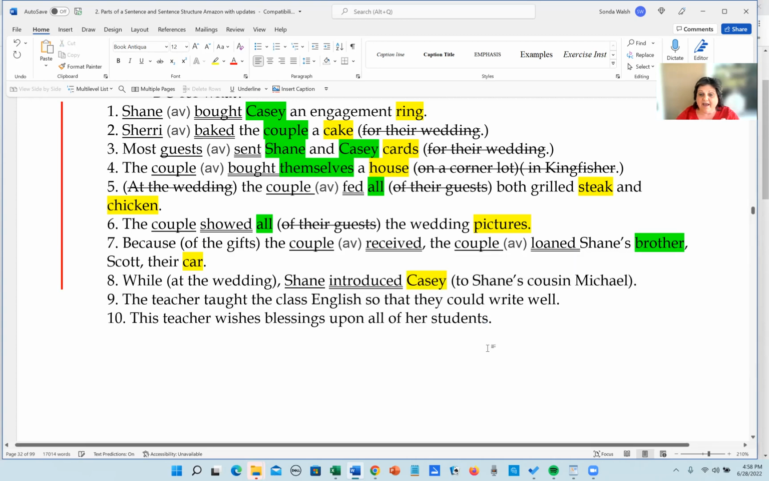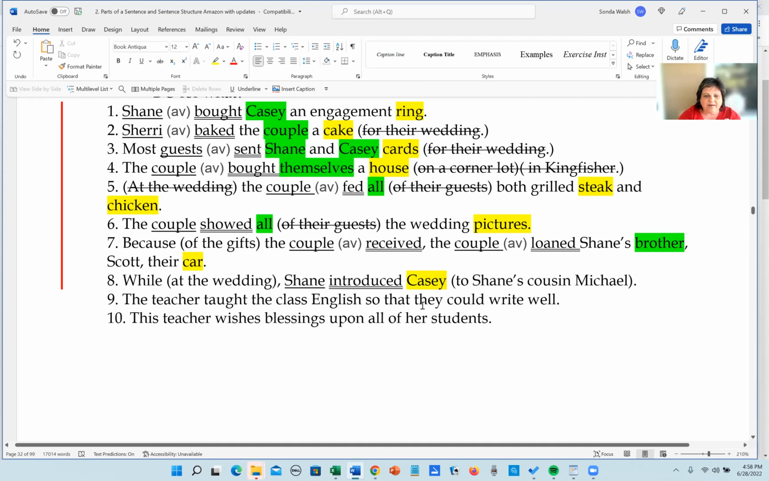And we do not have an indirect object in this sentence. We could if we rewrote it. We could say, while at the wedding, Shane introduced Shane's cousin Michael. Nope, we couldn't do that either, could we? That'd make it a prepositional phrase. Well, this is the way it is. So Shane introduced Casey. Casey is our direct object. And to Shane's cousin Michael is a prepositional phrase.